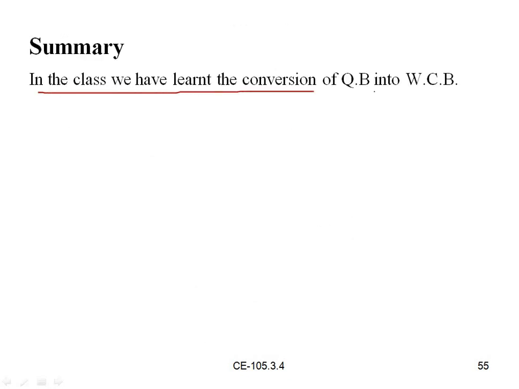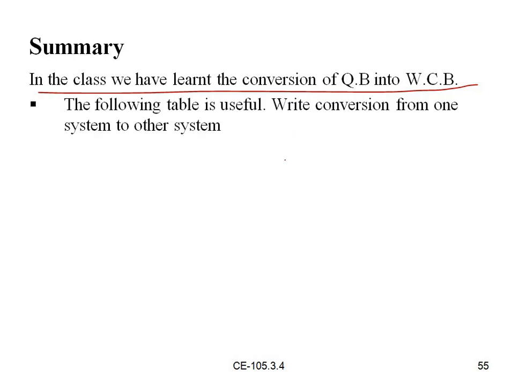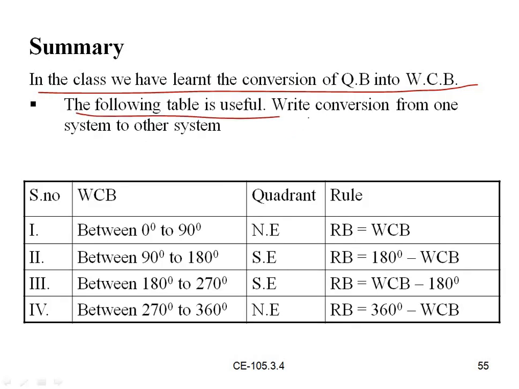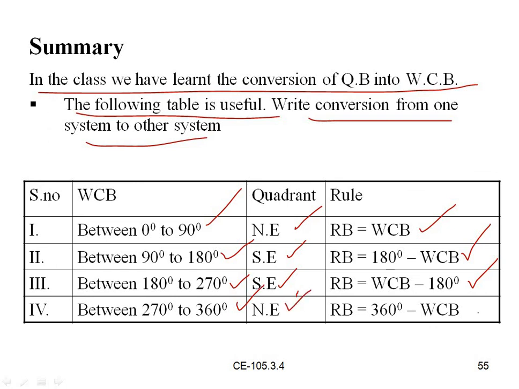So in this class we have learned the conversion of quadrantal bearing into whole circle bearings. The following table is useful for conversion from one system to the other. Between 0 to 90 degrees, the quadrant is northeast, RB is equal to WCB. Between 90 degrees to 180 degrees, southeast, RB is equal to 180 degrees minus WCB. Between 180 degrees to 270 degrees, southwest, RB is equal to WCB minus 180 degrees. Between 270 degrees to 360 degrees, northwest, RB is equal to 360 degrees minus WCB. So this is the fundamental rule of compass surveying.